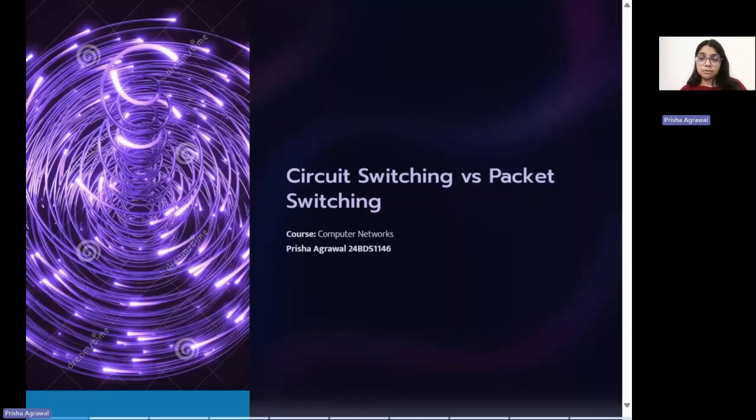In this lecture, we will explore these two switching techniques in detail. First, we will understand what switching means in computer networks. Then, we will study the concept of circuit switching and how it works. After that, we will examine packet switching, which forms the foundation of modern internet communication. Finally, we will compare both the techniques and discuss their advantages, disadvantages, and applications. Now that we have introduced the topic with some real life examples, let us begin by understanding the concept of switching in computer networks.